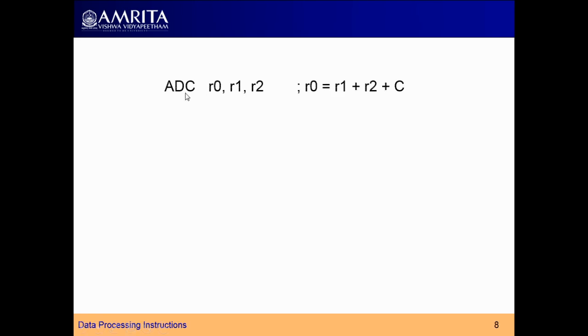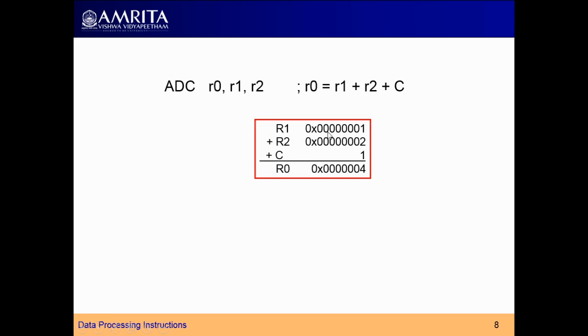So next we will go on to the next instruction, that is known as ADC. ADC stands for add with carry. Previously it was ADD, add. Here ADC means add with carry. So ADC R0, R1, R2, what does it mean? R0 equal to R1 plus R2 plus C. C is the carry bit in CPSR.